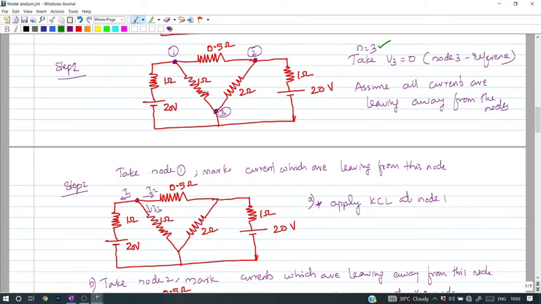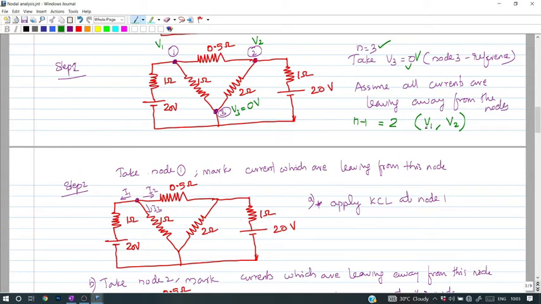Then after identifying nodes, we need to take any one of the nodes as the reference node. Here we are taking the reference node as the third node. Since it is the reference node, that voltage is taken as 0 volt. So node 3 voltage is 0, V3 is 0. So what is node 1 voltage? It can be represented by V1, V2 is node 2 voltage, and this is node 3 voltage. Since it is reference, its voltage is 0 volt. So how many unknowns are there? N minus 1 unknowns will be there. So that is 2 unknowns. What are the unknowns? V1 we need to identify, and V2 we need to identify by solving the network using nodal analysis.